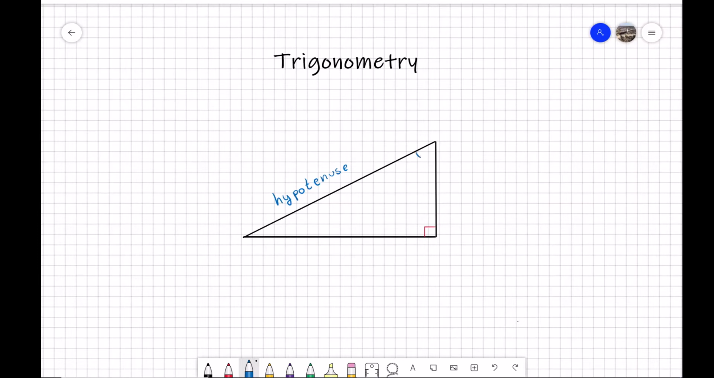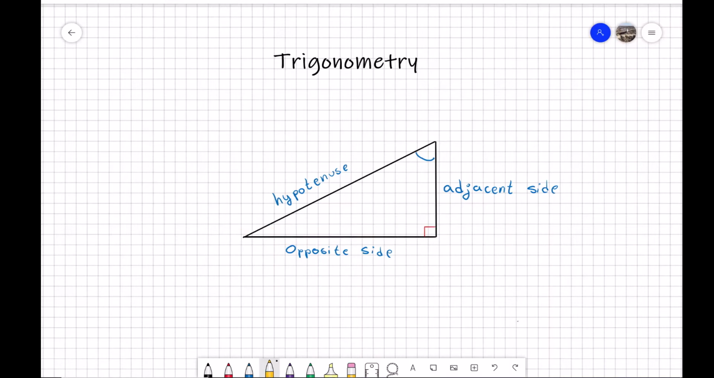So if we choose this other angle, then our adjacent side is going to be this one. And this other side is going to be our opposite side. So remember, the adjacent side is the side that is right next to the angle, and the opposite side is the side that is facing the angle.